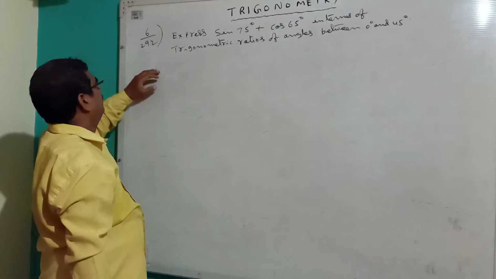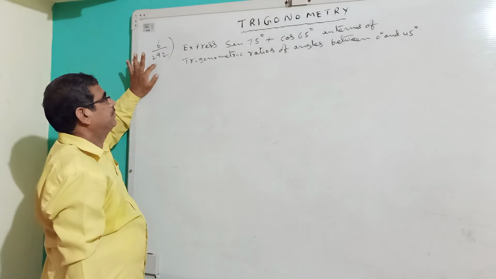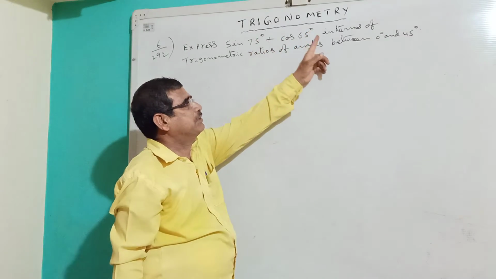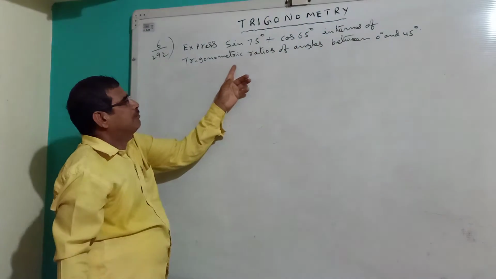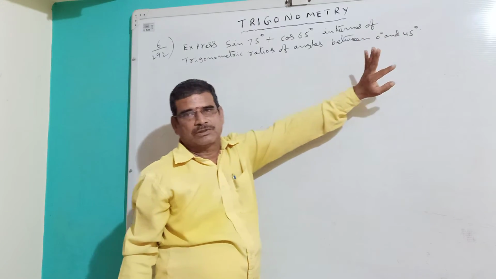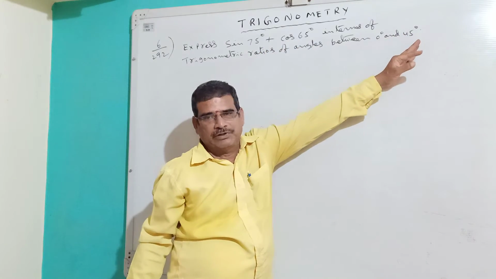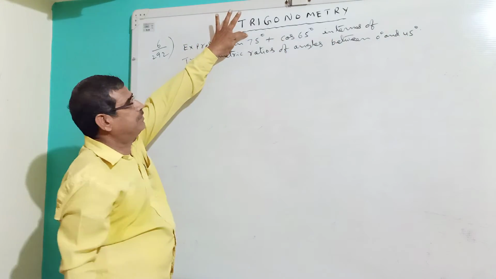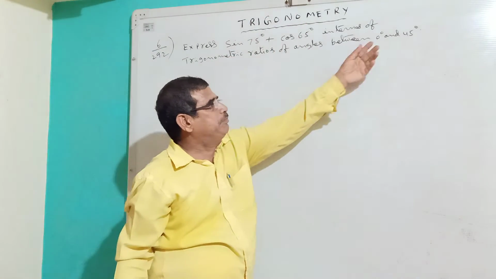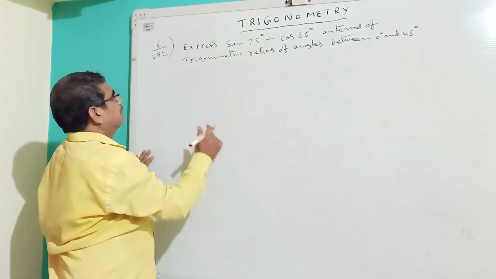One more example. This is exercise 11.3, 6th question, page number 292. Express sin 75 degrees plus cos 65 degrees in terms of trigonometric ratios of angles between 0 degrees and 45 degrees. So we have to convert this to angles between 0 and 45 degrees. Here 75 degrees is there, here 65 degrees is there. In our answer, the angle should be between 0 and 45 degrees. So we have to convert that.